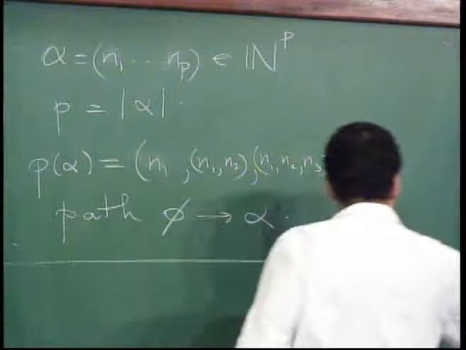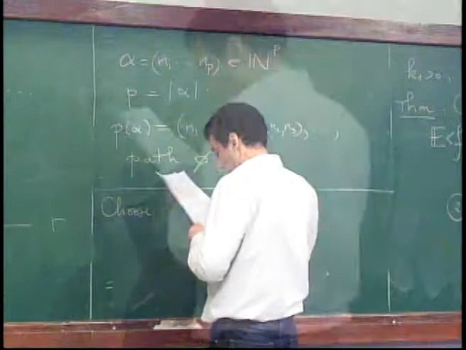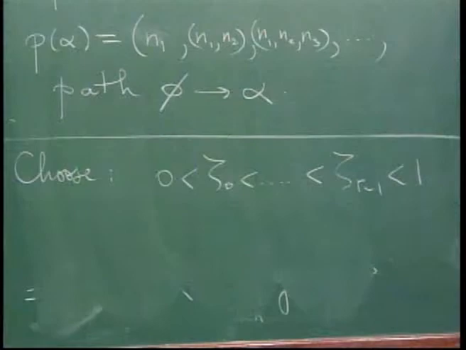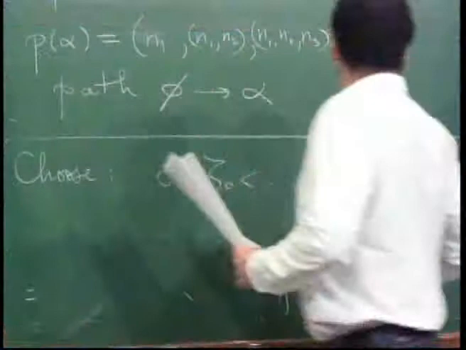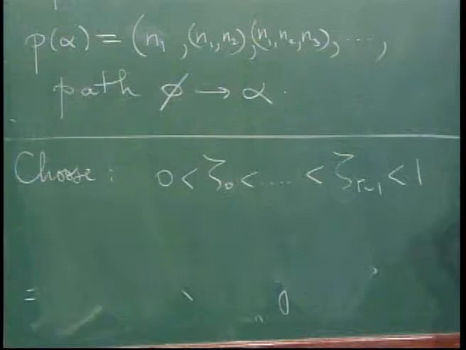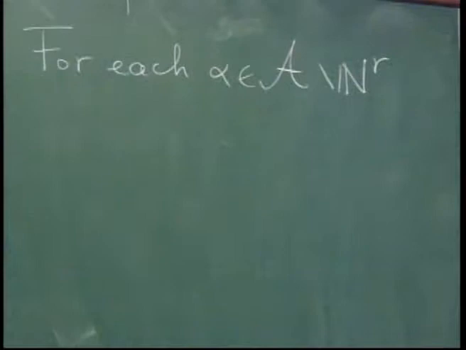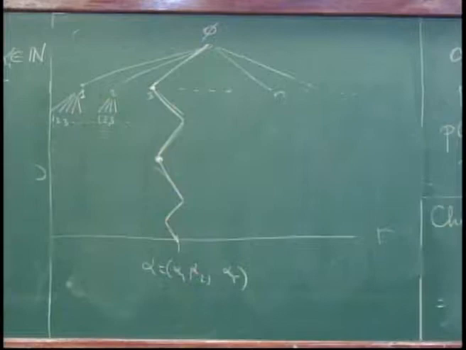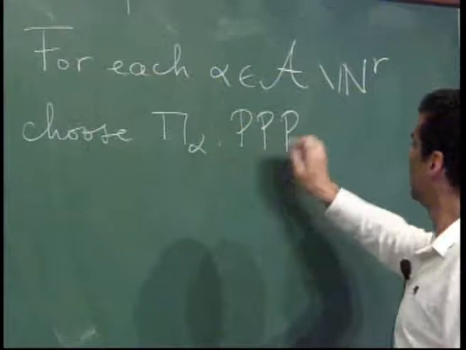All right. Now, what do I do with this? First I choose a collection of numbers, 0 smaller than zeta 0, ..., smaller than zeta r minus 1, smaller than 1. Okay? So I choose a number zeta as I had before for each level. And now I do the following. For each alpha in A minus N to the r, that is, I don't take a leaf, I take any point above the leaves, all those levels, I choose a Pi alpha, which is a Poisson point process of measure mu zeta alpha, right?